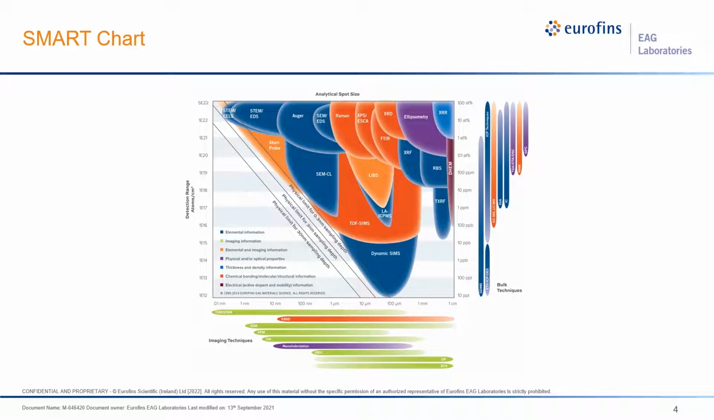Here is our smart chart. You can see here the x-axis is the spot size, and the y-axis is the detection range of concentration and the corresponding number of atoms. And at the bottom are the imaging techniques such as SEM and TEM. On the red side here, we can see the bulk techniques we use in the lab. They provide information more or less representing the entire sample if the samples are homogeneous. Of course, my favorite one here is the LCMS.